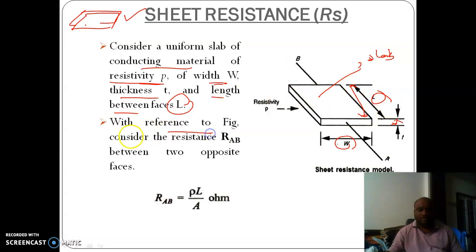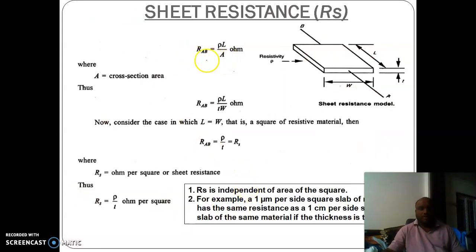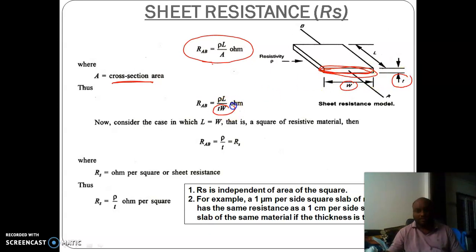With reference to the figure considered, we can write our basic equation of resistance as R is equal to rho L by A, between the faces A and B that were marked. So we are writing R_AB as rho L by A, units are ohms. Here A represents the cross-sectional area. So what is this cross-sectional area? This width multiplied by this thickness, so T into W.